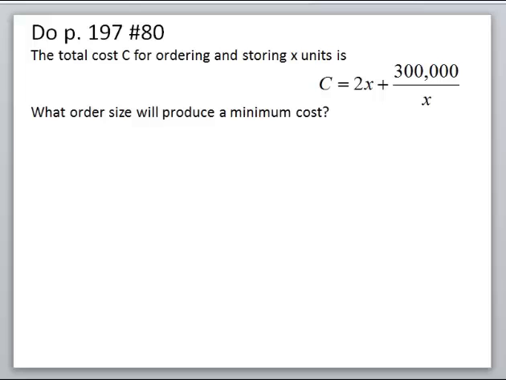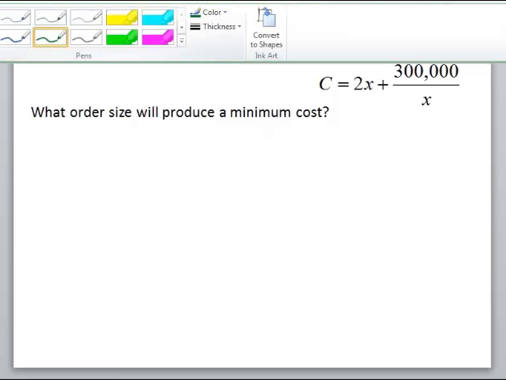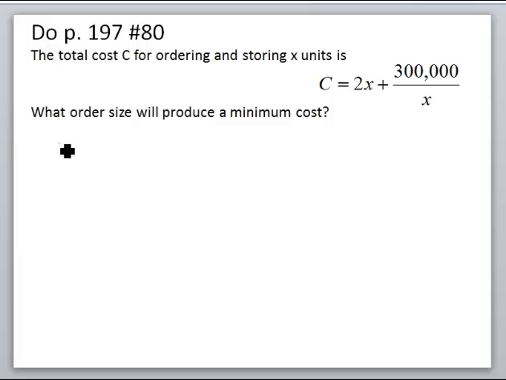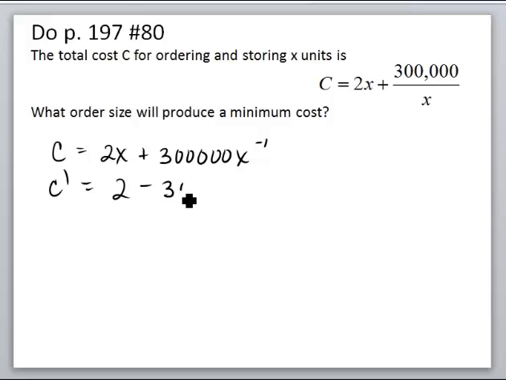Last example: the total cost, C, for ordering and storing x units is given by this. What order will produce a minimum cost? Minimums and maximums occur at the first derivative, so we're actually just going to find the derivative of this. I'll rewrite it first as 300,000 x to the negative first. So my first derivative would simply be negative 300,000 x to the negative second.